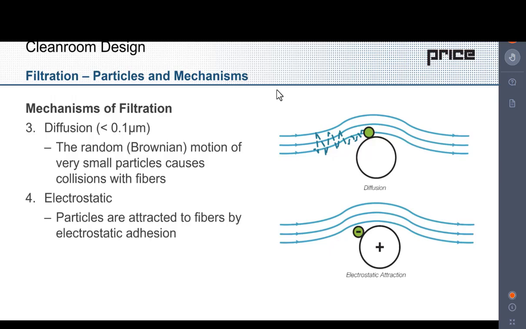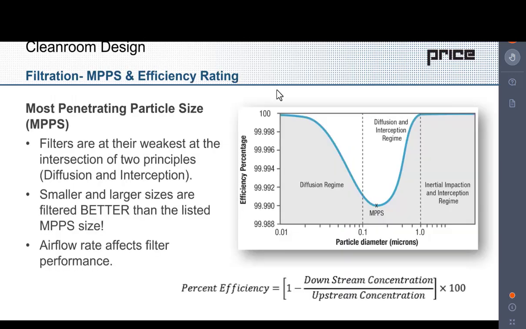fibers. And the final one, this one typically isn't on HEPAs and ULPAs, but it is something that we need to talk about, is electrostatic. This occurs when particles are attracted to the fibers by electrostatic adhesion. So these four mechanisms are going to give you your efficiency rating of your HEPA filters. And the percent efficiency is a function of the ratio of the upstream particle concentration compared to the downstream concentration that passes through the filter.